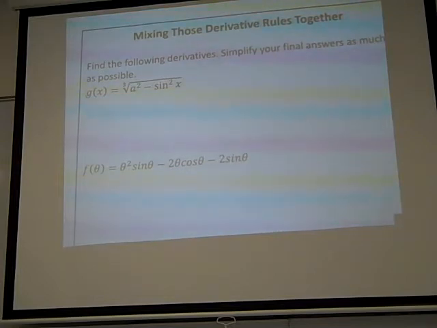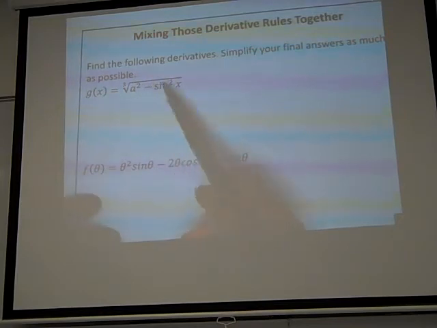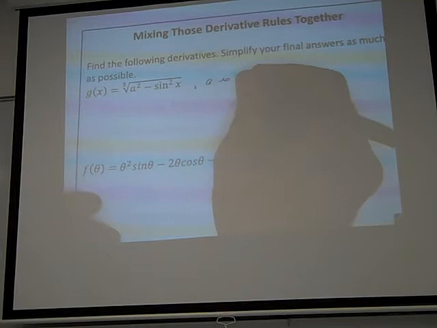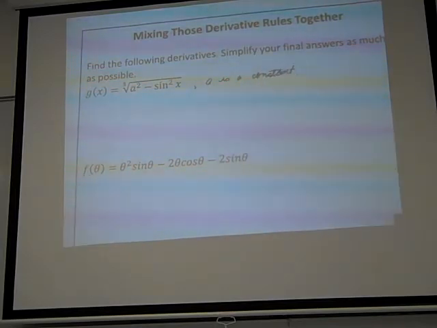Still finding the derivatives. g of x is the cubed root of a squared minus sine squared of x. And a is a constant. Again, I forgot to write that down. I'm sorry. Before I do anything with this problem, I want to breathe. This one's going to be tricky.